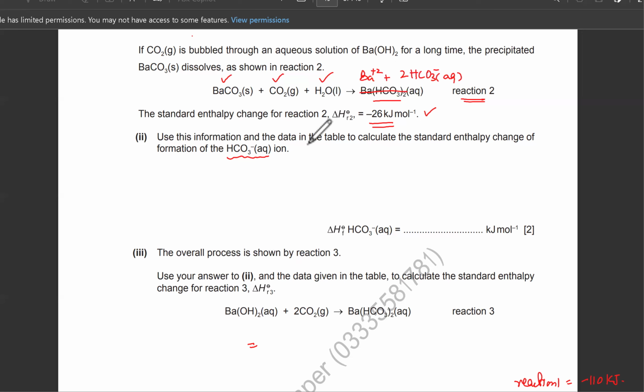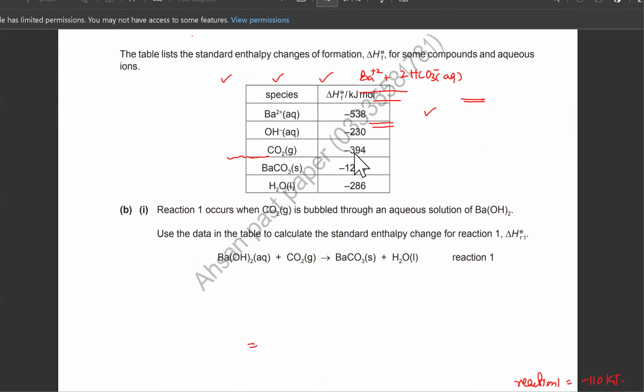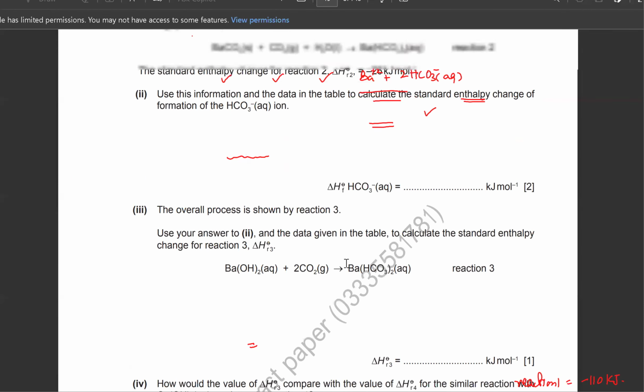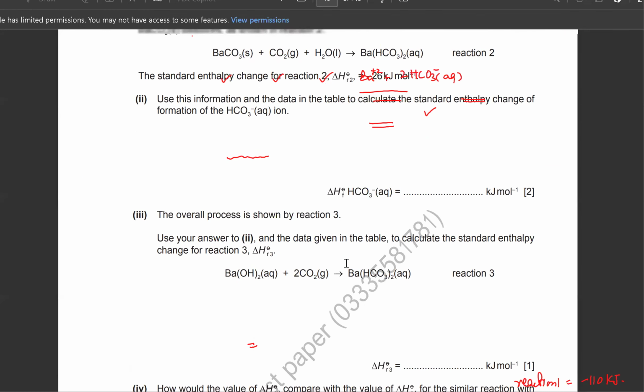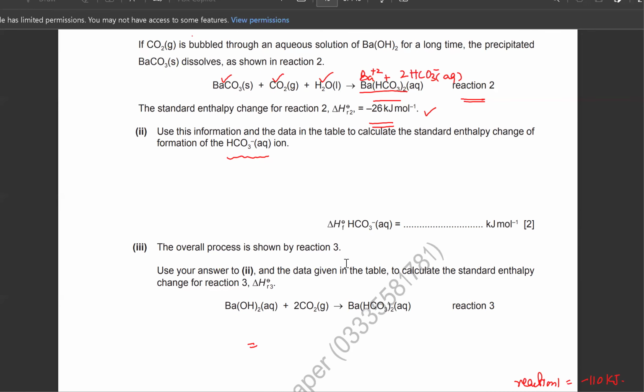So it's going to be dissociated. My formula will be the same formula. It's going to be the enthalpy of formation of barium ions, which is given in the table previously. What was the value? It was minus 538. So the first one is minus 538.